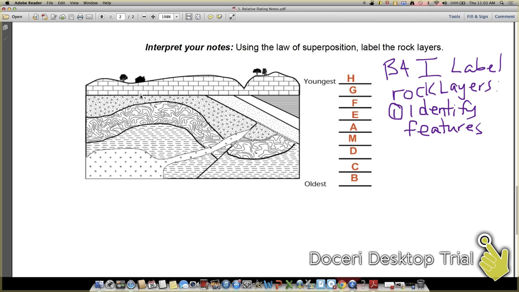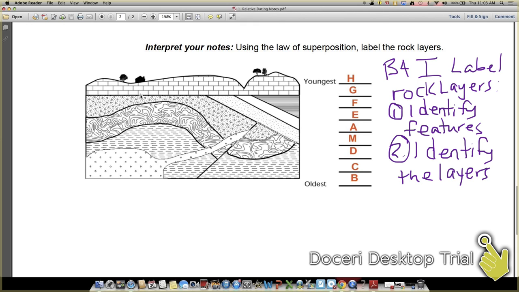Number 2, identify the layers, and I'll tell you what I mean by saying that. This helps the picture to be a little bit clearer to us, okay? So let's first start off by identifying the features.